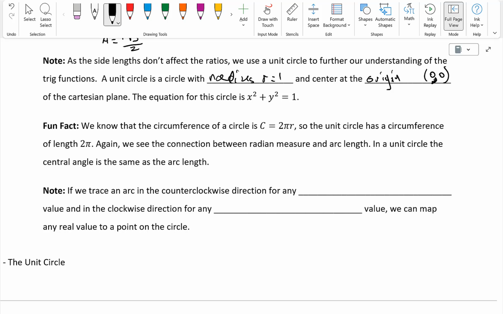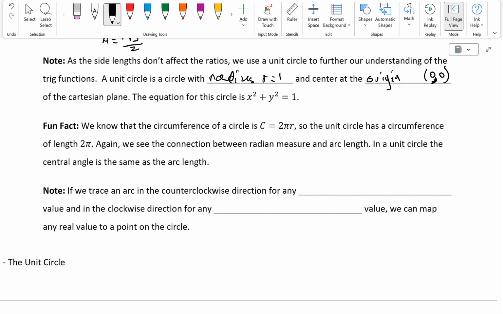Fun fact, we know that the circumference of a circle is C equals 2 pi r. So the unit circle has a circumference of length 2 pi, right? If r is equal to 1, we just get 2 pi there. And again, we see the connection between radian measure and arc length. In a unit circle, the central angle is the same as the arc length. And if you look back, that was how we introduced what a radian was, right? It was an arc that had the same length as a radius.